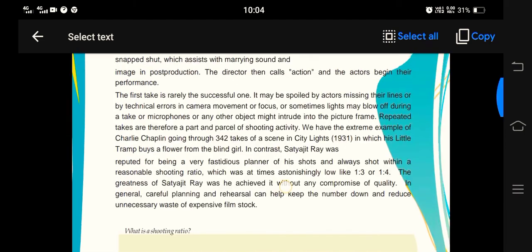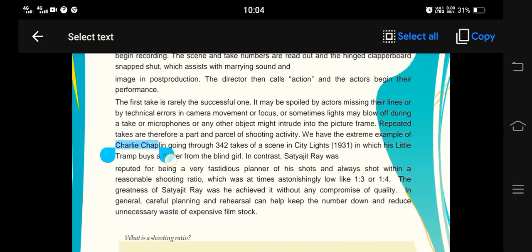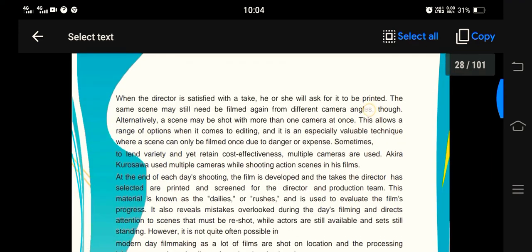So this was to see. There's an example given as well. Charlie Chaplin took 342 takes just for a scene in City Lights. This happened in 1931, where the little tramp buys a flower from the blind girl. So this is basically an example of the shooting stage.